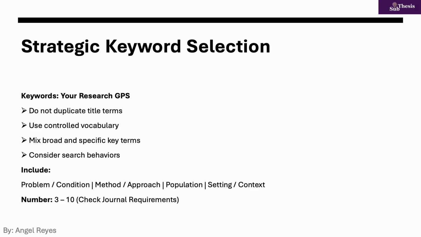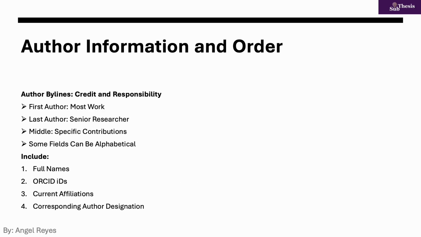Some want 3 to 5, others up to 10. When in doubt, look at similar published papers for guidance. Author information seems straightforward, names and affiliations, but there's strategy here too.